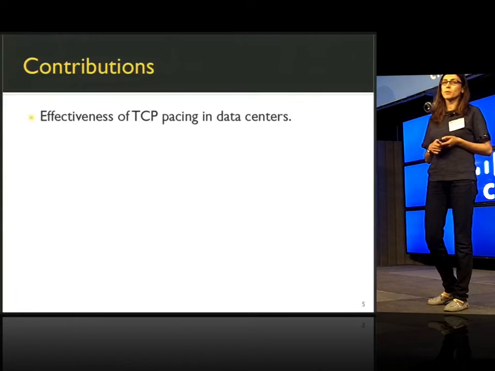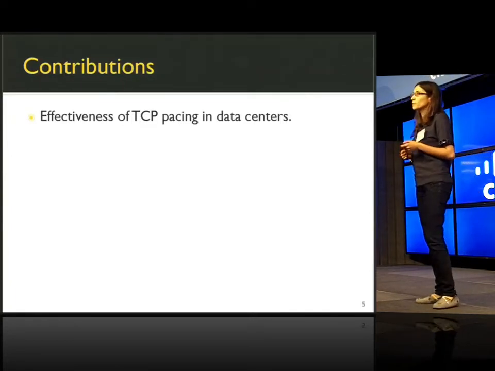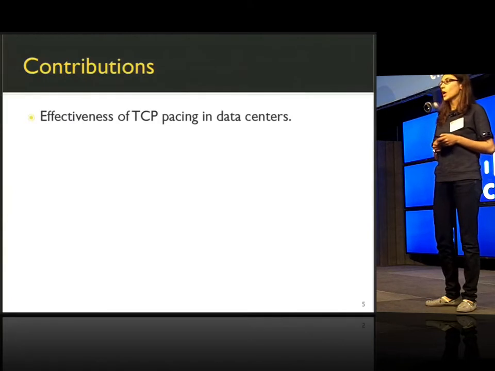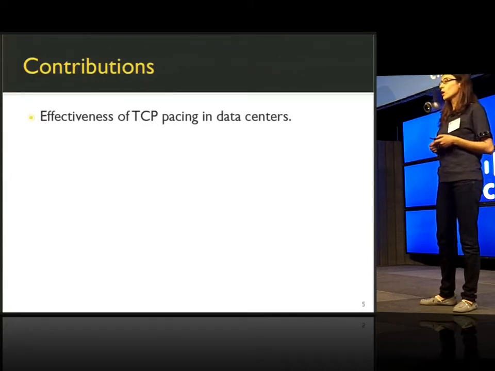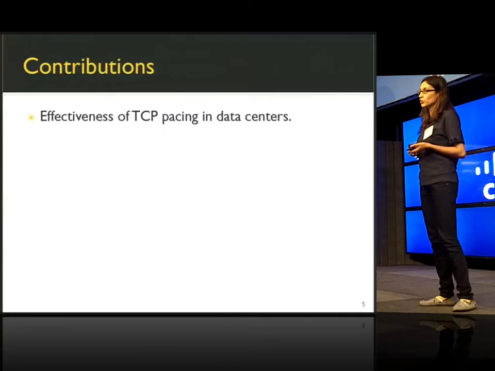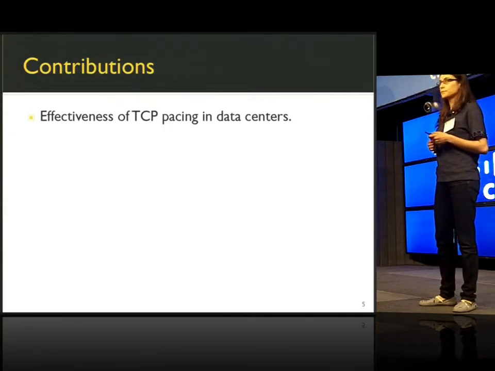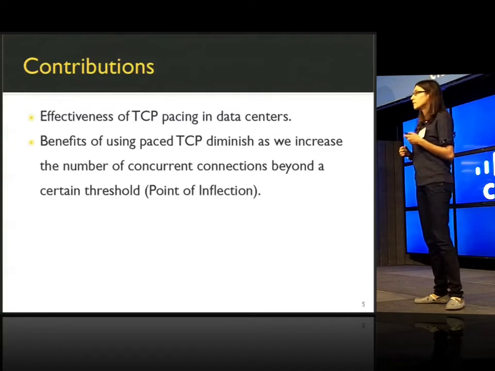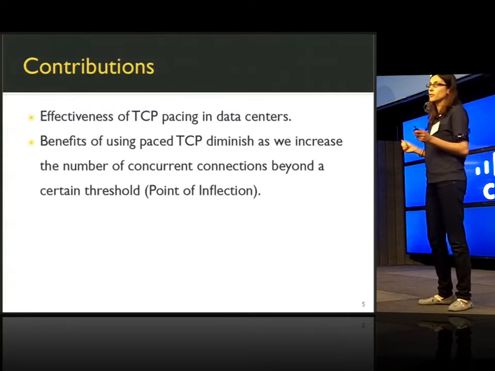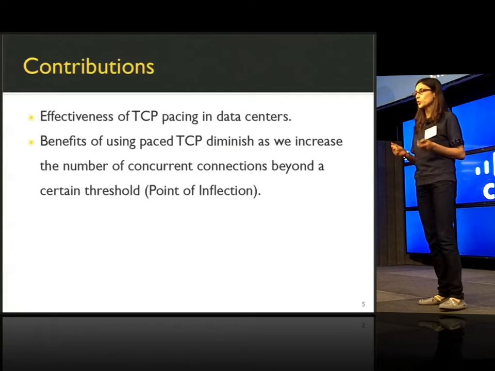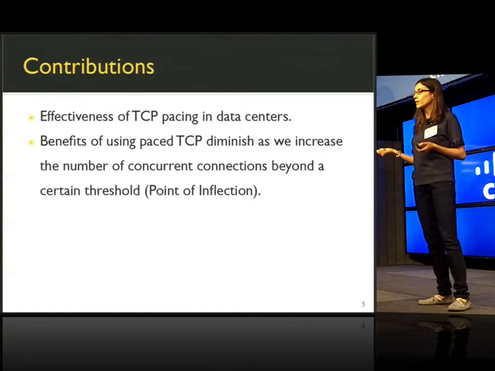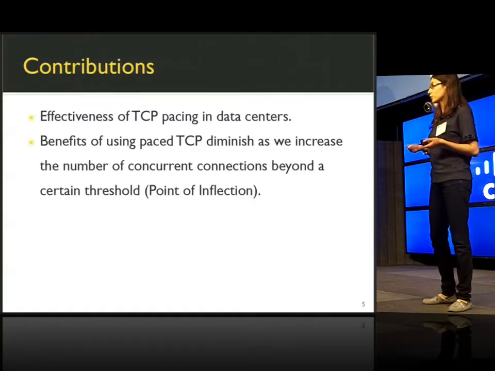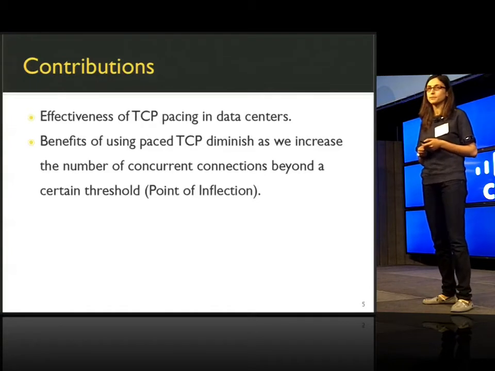So the contribution of this paper is that we study the effectiveness of TCP pacing in data centers. We verify that by mitigating bursts in packet transmits, pacing is able to reduce the packet drops, but there is a limit to it. We observe that the benefits of pacing diminish as we increase the number of concurrent connections beyond a certain threshold, which we call the point of inflection. After this point of inflection, as we increase the number of flows further, pacing doesn't have much benefit, and actually it starts to perform worse than non-paced.